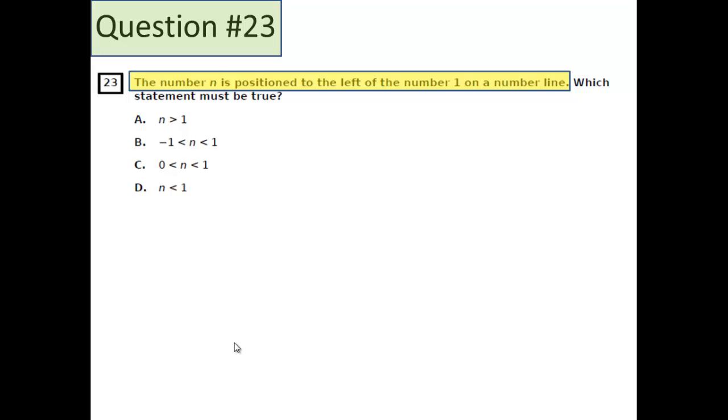Oh man, I'm going to draw myself a number line. And I'm going to draw myself where the number 1 is. There it is right there. Now it says the number n is positioned to the left, so guess what I'm going to do? I'm going to put an n right to the left. It says which statement is true? Let's go one by one.